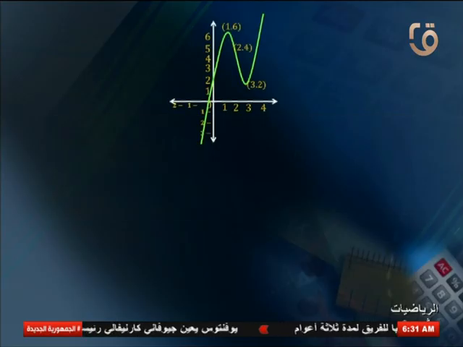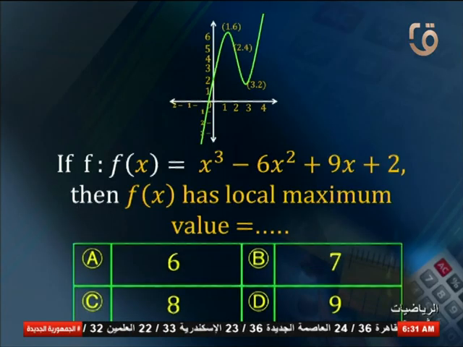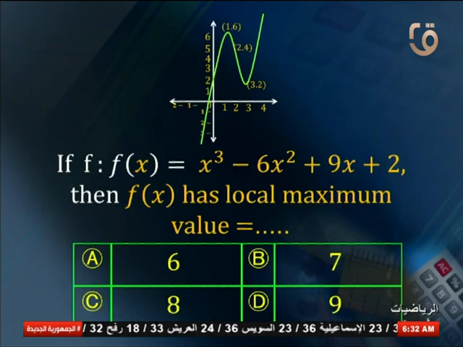My dear student, look at the opposite figure, which represents f of x equals x power 3 minus 6x squared plus 9x plus 2. Then f of x has a local maximum value equal to, choose the correct answer. Remember, the required local maximum is from positive to negative. Number A 6, number B 7, number C 8, number D 9.